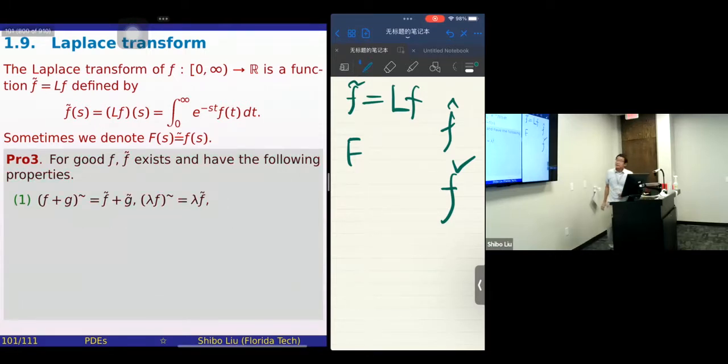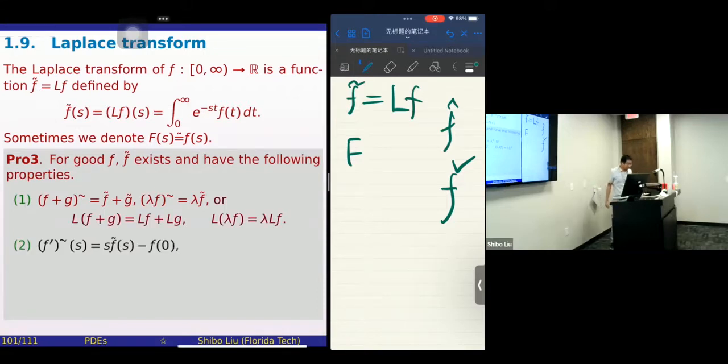Now, this is a statement. The property is stated using my notation f tilde. But if you like, you can also state the same property in terms of capital L. So this is equivalent. These two representations are equivalent.